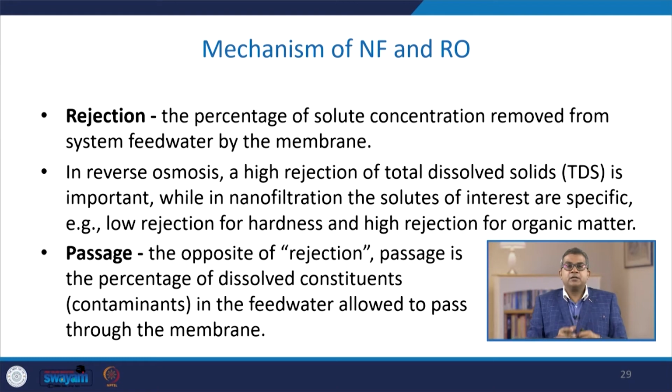The rejection is the percentage of solute concentration removed from the system feed water by the membrane. In reverse osmosis, the high rejection of total dissolved solids, sometimes referred to as TDS, is important, while in nanofiltration, the solutes of interest are specific, that is the low rejection for hardness and high rejection for organic matter. The passage is the opposite of the rejection. The passage is the percentage of dissolved constituents, that is the contaminants in the feed water, allowed to pass through the membrane.